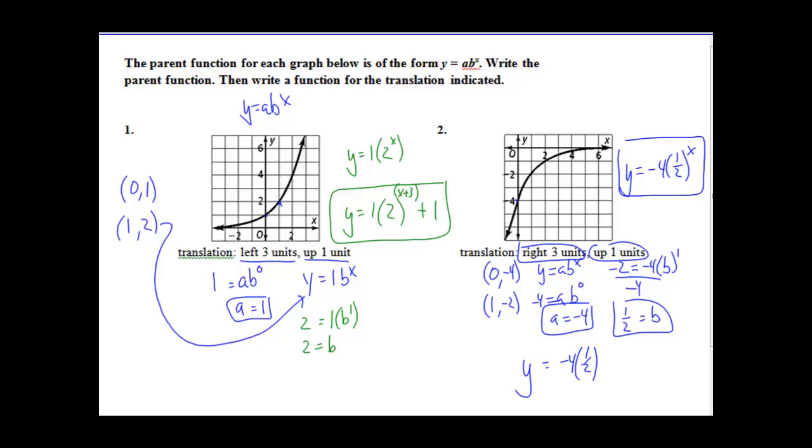We don't change the base or that stretch. It is shifted to the right. So right is positive, so think opposite, it is negative. So we're going to change this to x minus 3 this time. And then add 1 because it shifted up.